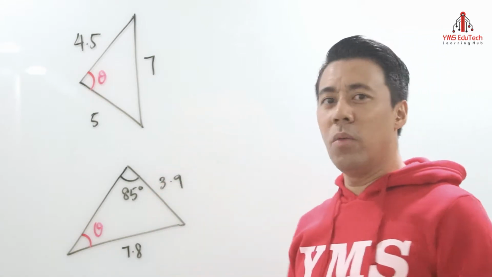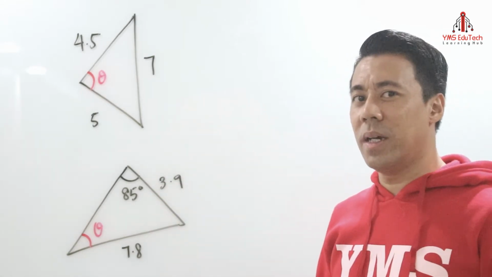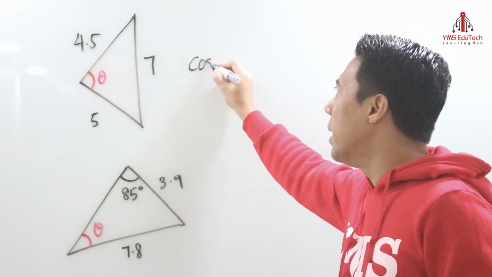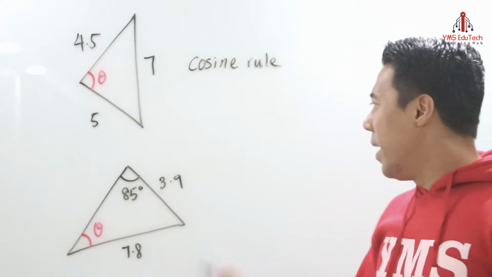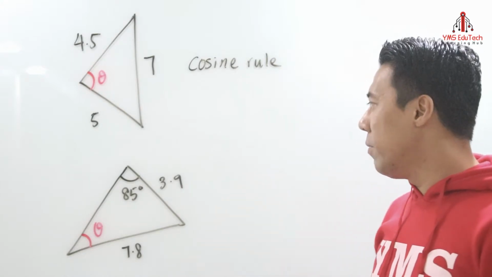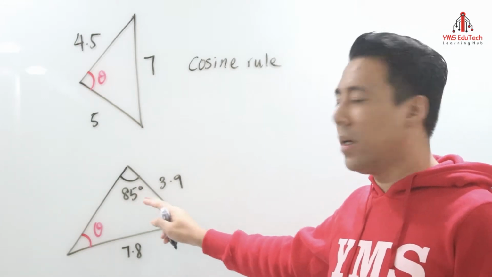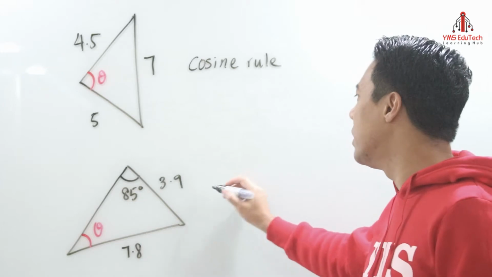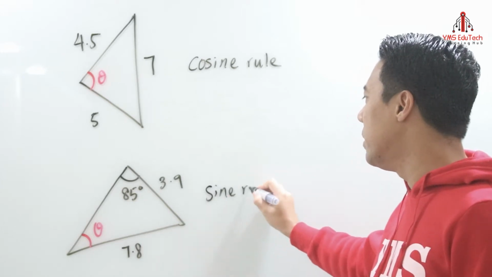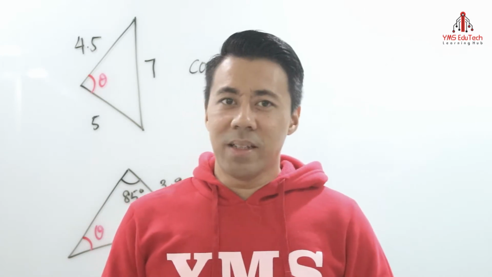And now let's take a look at the next triangle. In this triangle, we have 3 known sides. And if you have 3 known sides, we can easily say that we can use cosine rule. And for the last triangle, we are given 2 sides and 1 angle. And this angle has an opposite side. And in this case, I will use sine rule.